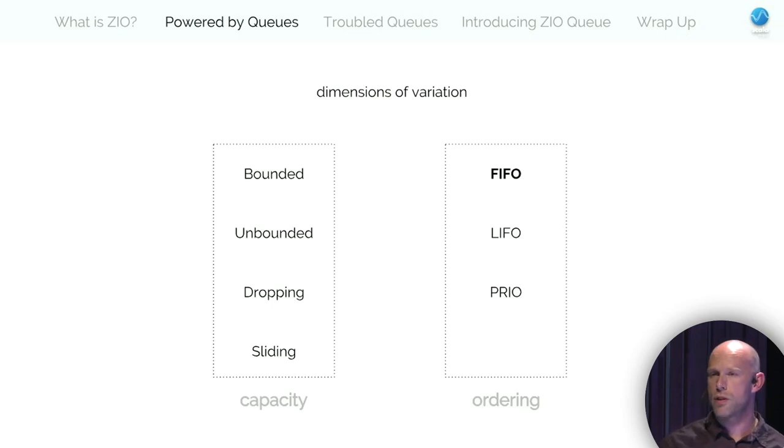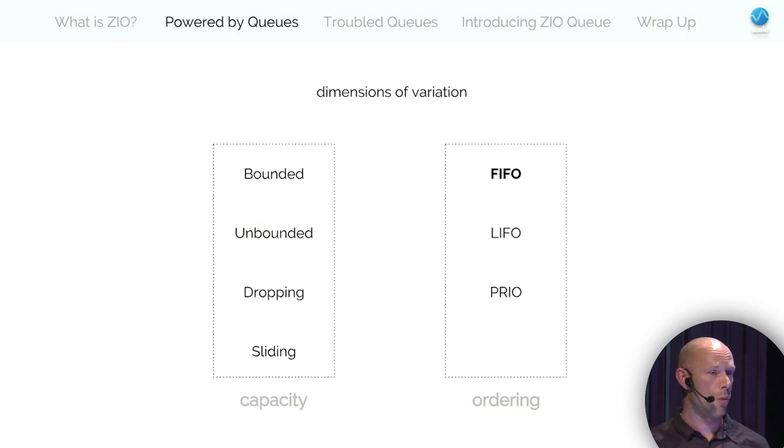There's first-in, first-out queues, which is the most common type of queue. There's also last-in, first-out. And then there's priority queues. All these have different applications, but by far, the most common type of queue is a FIFO queue, first-in, first-out. And that's the type that you're going to see in ZIO.